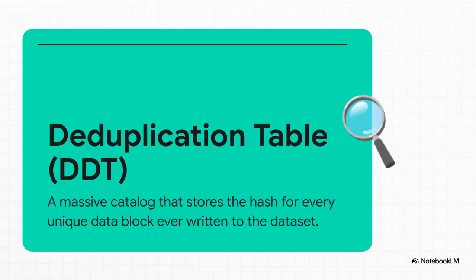Pretty cool, right? So where do all these digital fingerprints live? Well, they're all stored in a special place called the deduplication table, or DDT for short. The best way to think about it is like a massive library catalog for your entire ZFS pool. Every time you try to write a new block of data, ZFS calculates its fingerprint, looks it up in the catalog, and asks, hey, have I seen this one before? If the answer is yes, ZFS doesn't waste space writing it again. It just creates a little pointer to the block that's already there.